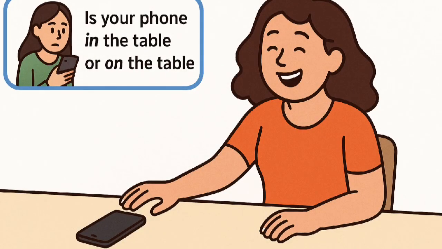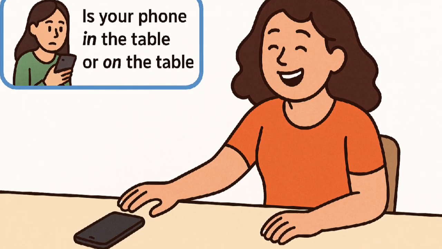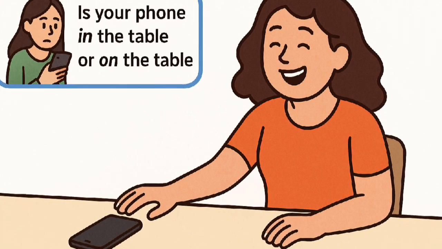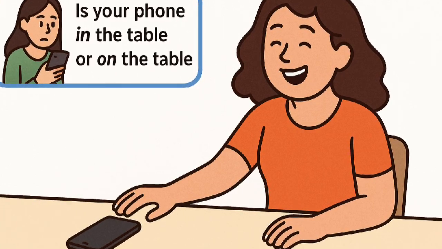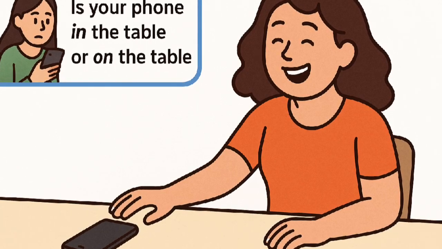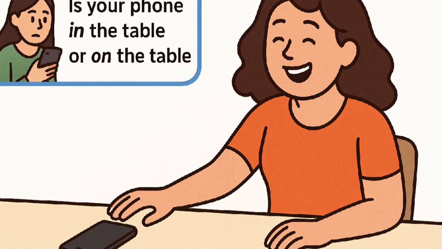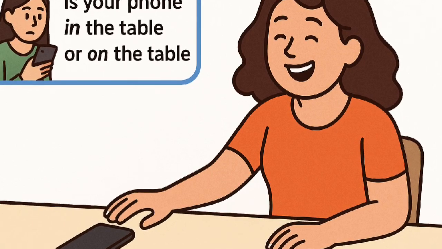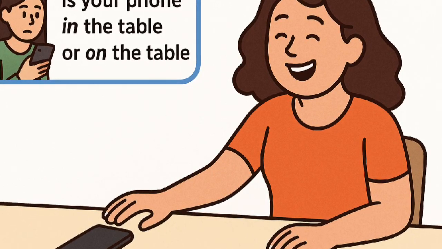Have you ever heard someone say "in the table" or "on the table" and wondered which one is right? These tiny words, in, on, and at, may look simple, but they can completely change the meaning of a sentence. In this lesson, we'll focus on the preposition on and understand exactly when and how to use it.